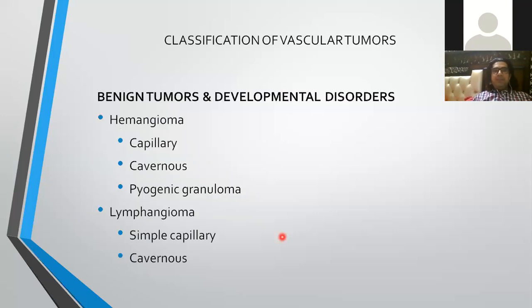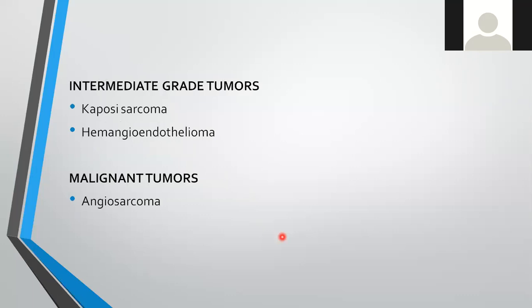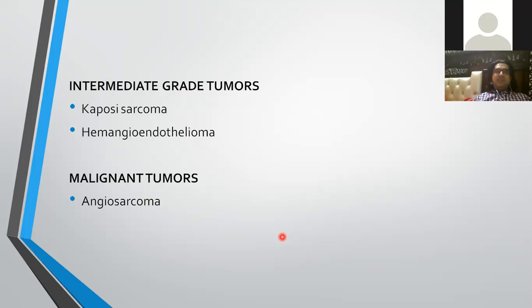So, benign vascular tumors: hemangioma, capillary, cavernous; lymphangioma, capillary, cavernous; then glomus tumor is a perivascular tumor; then vascular ectasia; then reactive vascular proliferation. Then, as I told you, there are intermediate grade tumors, which are in between benign and malignant. That is, they have a high recurrence rate. If removed, they can again recur, right? They can reappear. And very rarely they can also metastasize, but the metastatic potential is very low. So that's why they are called intermediate, right? In this category, there are various forms of hemangioendotheliomas and Kaposi sarcoma. Kaposi sarcoma generally occurs in AIDS patients, and it is a herpes virus 8 driven disease.